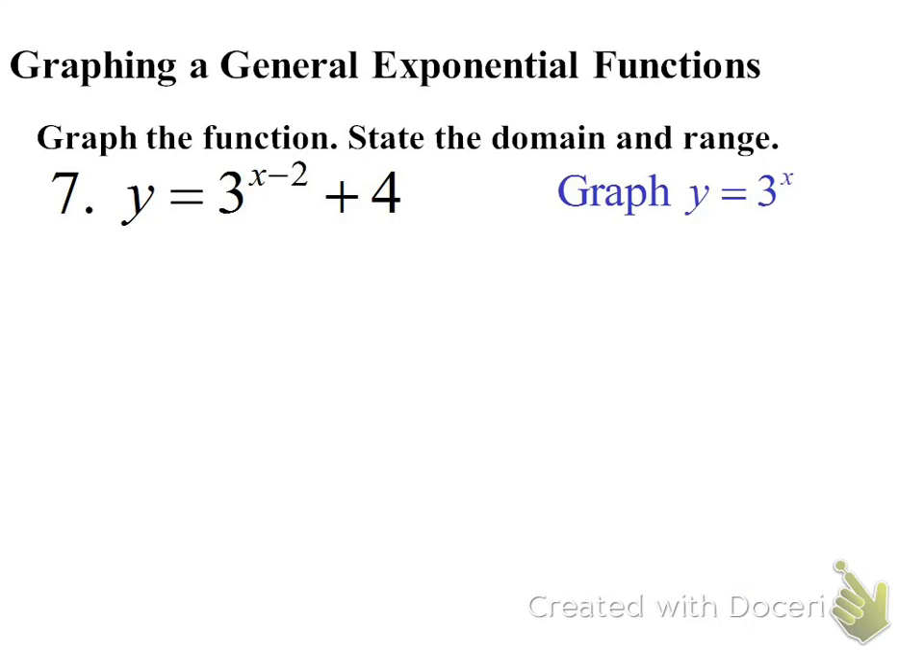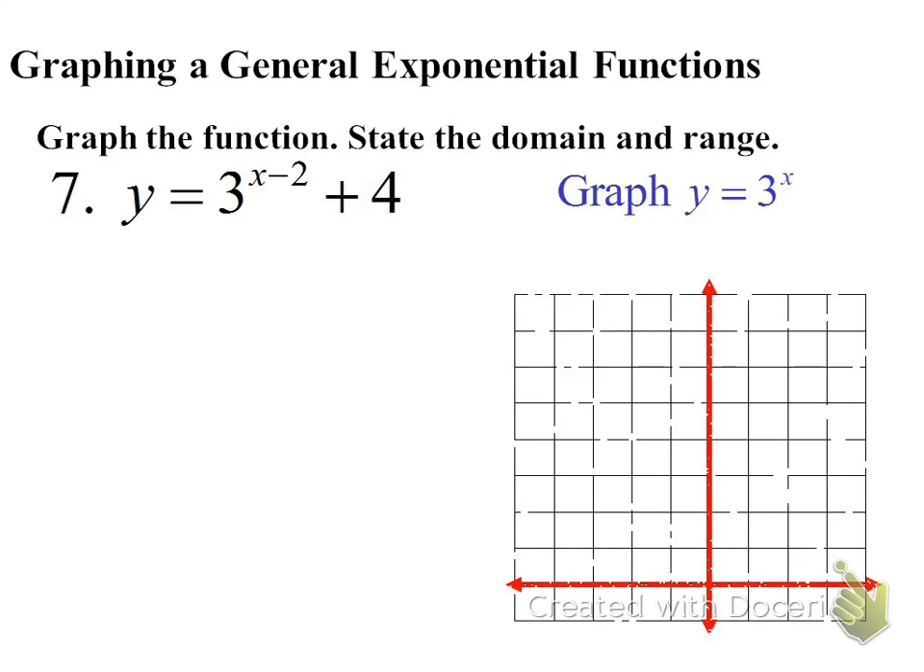All right, so looking at number 7, I can very quickly pick out some transformations that are happening. Here they're subtracting 2 from the x. Remember, subtracting 2 makes it move right. This one's the opposite. Right 2. And then adding something on the end makes it move up. So if you could graph the basic y equals 3 to the x, move that graph right 2 and up 4, you should have this. Or, of course, you can just start with the basic xy chart. You should end up in the same spot. I like the transformation method.